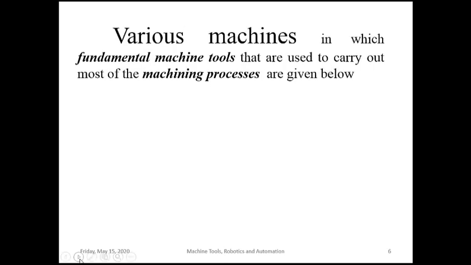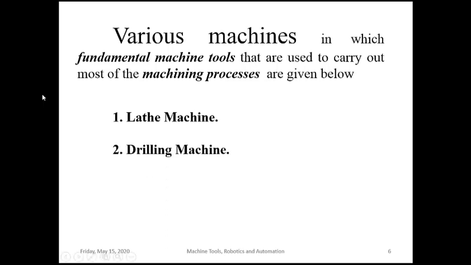Next, we can see the various machines, the fundamental machine tools that are used to carry out most of the machining processes, given below. Let us see some of the machine tools. We have 4 different types of machine tools here, and then we will discuss which are the machine tools in your syllabus. The first machine is the lathe machine. I think I had given this as an example when we were discussing power transmission devices, belt drives and gear drives. I can recall that we took the lathe machine as an example when we were discussing gear drives.